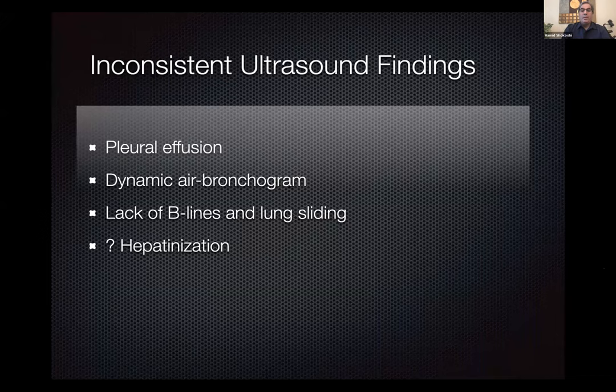So this one was about the typical one. Let's talk a little bit about the inconsistent ones, the ones where we say no, that's not COVID, because you are not expecting to see that finding. One is a large pleural effusion. Two is a dynamic air bronchogram. Not having B lines and lung sliding is another one. Hepatization, I hesitated to put in here, or it is atypical. We normally don't see only hepatization. If you only see hepatization, it is less likely. If you see hepatization with other findings, you can think of it as part of COVID.